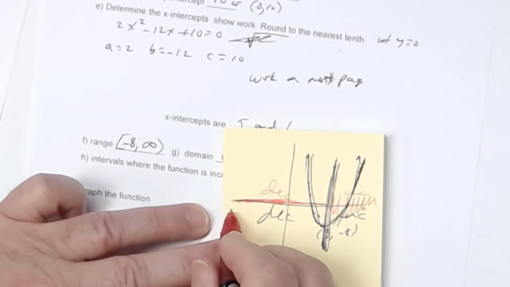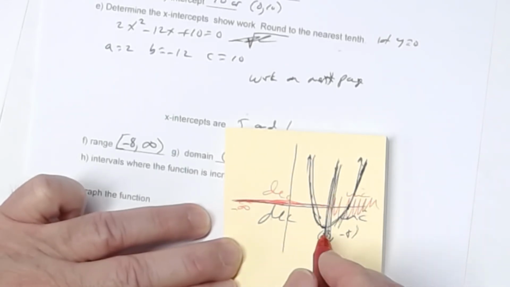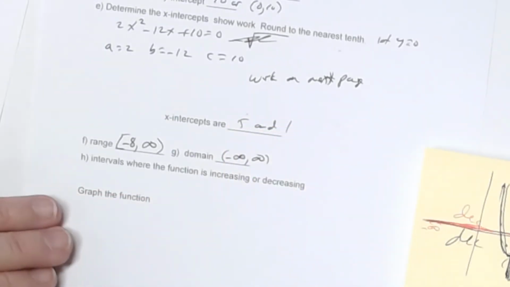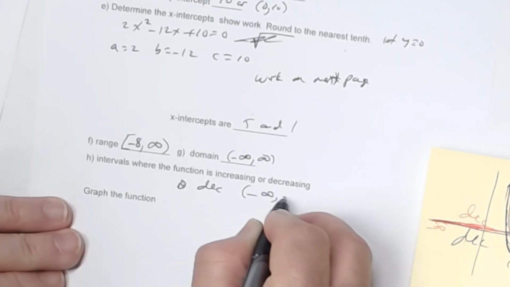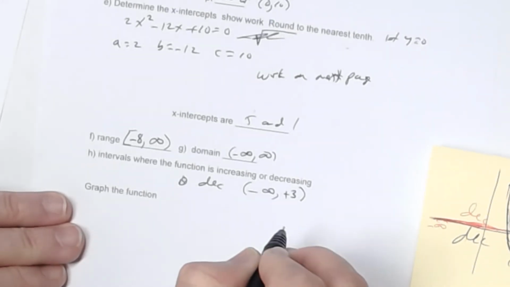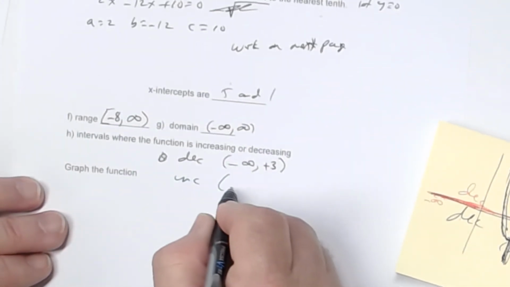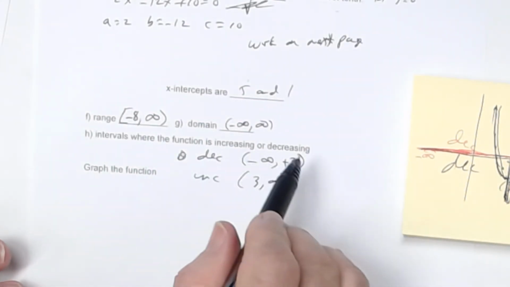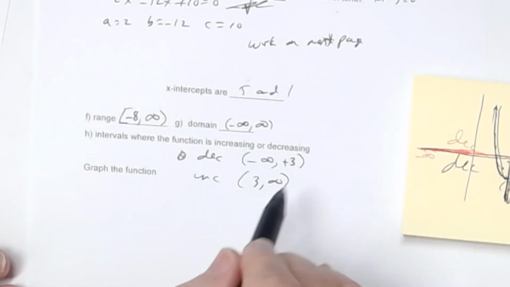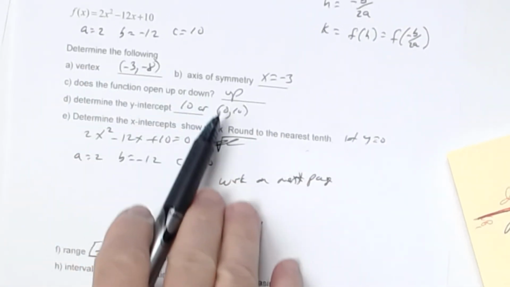So you're decreasing from -infinity all the way to this x coordinate, which is your axis of symmetry, at x equals 3. So you're going to say decreasing from -infinity to +3. I don't know why I want to keep saying -3. And then it's increasing from 3 to infinity. And remember, whenever we talk about increase and decrease, it's always over an open interval. So that's why you see parentheses. So I think I answered all the parts here.